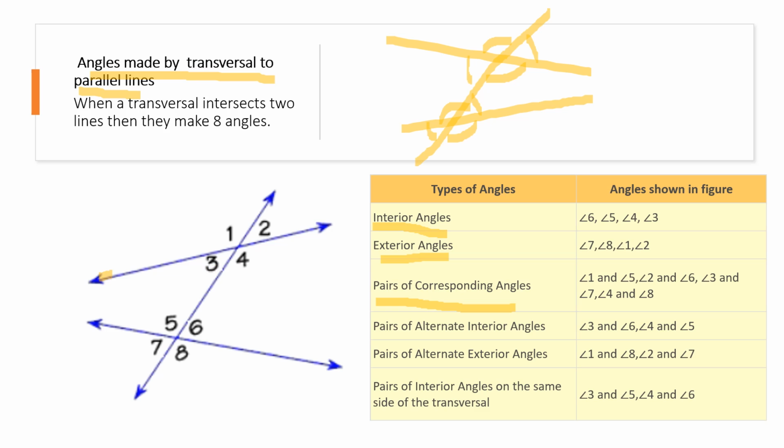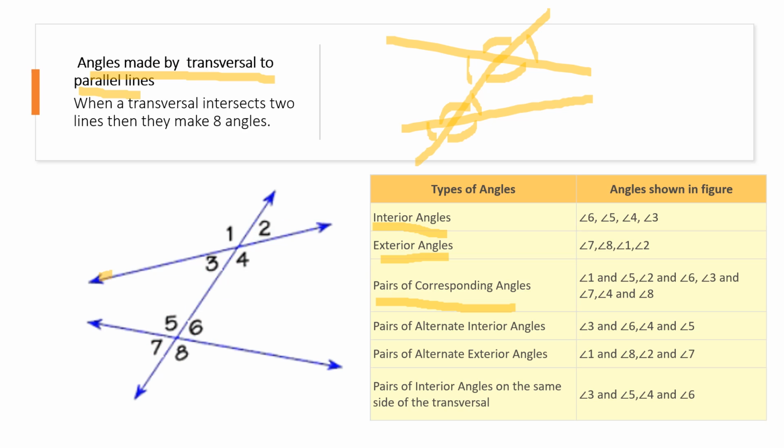Alternate angles are also interior and exterior. When I talk about interior alternate angles, 3 and 6 will be your interior alternate angles and 4 and 5 will be your interior alternate angles. Clear? Means these two are alternate and these two are alternate, and since they are inside they are interior alternate. Same way your 1 and 8, and 7 and 2, are pairs of exterior alternate angles.